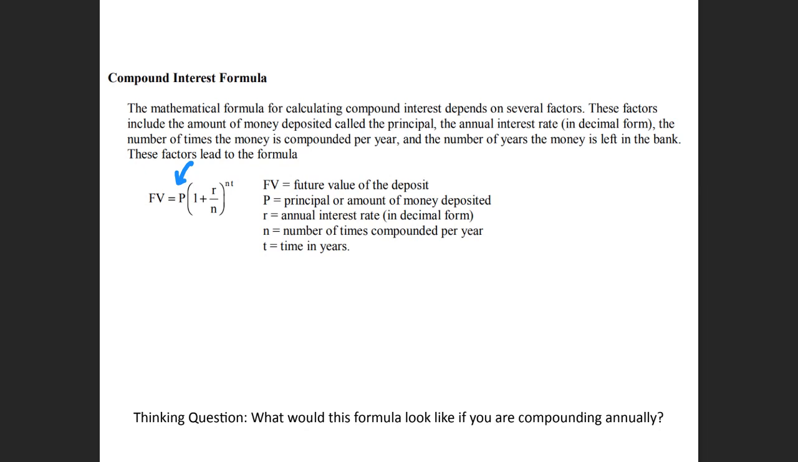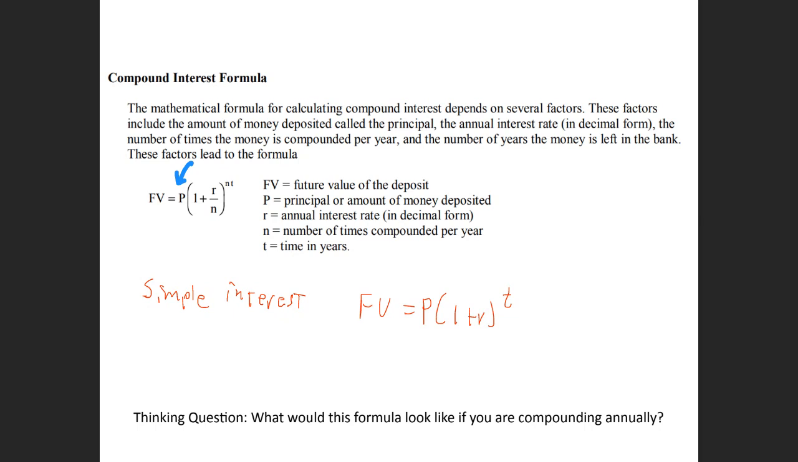And n is the number of times you're compounding per year. t is the number of years that you're using. Now, if you did simple interest, then it's a much easier formula. It's just f of v is equal to p times 1 plus r to the t power. Now, the only thing that changes in this formula when you're compounding per year is the n.